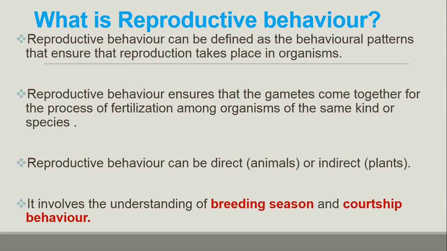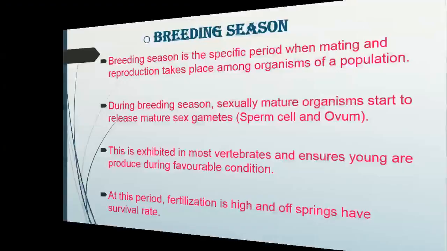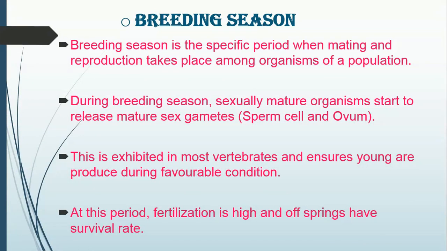So what do we mean by breeding season and courtship behavior? Now, breeding season. Breeding season is a specific period when mating and reproduction takes place among organisms of a population. This is the time when organisms are likely to breed their young ones and ensure that they survive better.